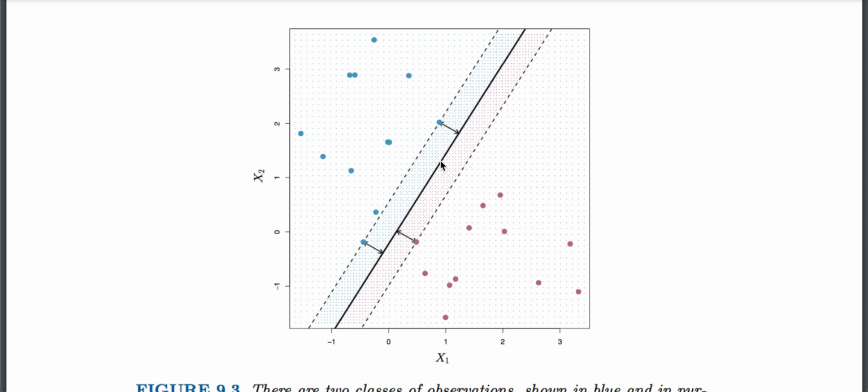This is the maximal margin hyperplane, and this point, and this point, and this point are equidistant from this hyperplane. And for that reason, we call this point and this point support vectors. These are known as support vectors. It is essentially this point and this point that determine the orientation and the location of this hyperplane.